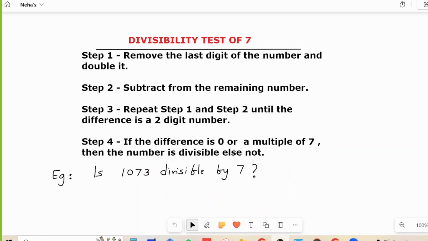Let us now start the divisibility test of 7. The divisibility test of 7 includes a series of steps that we have to perform to verify whether the number is divisible by 7 or not.